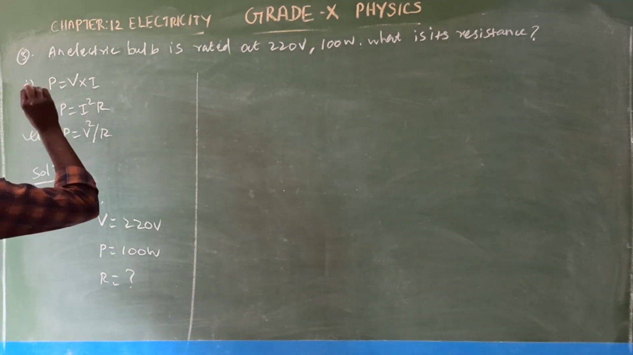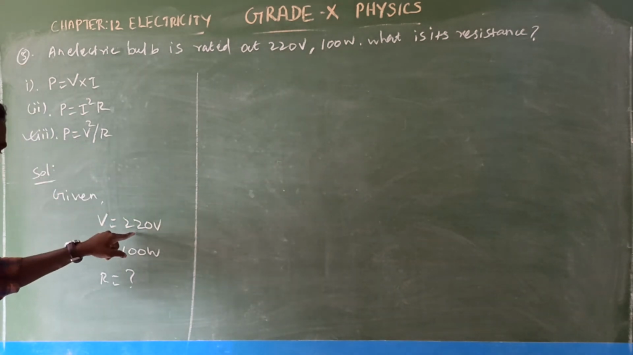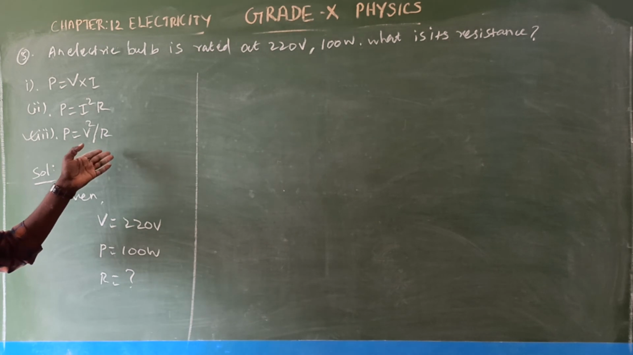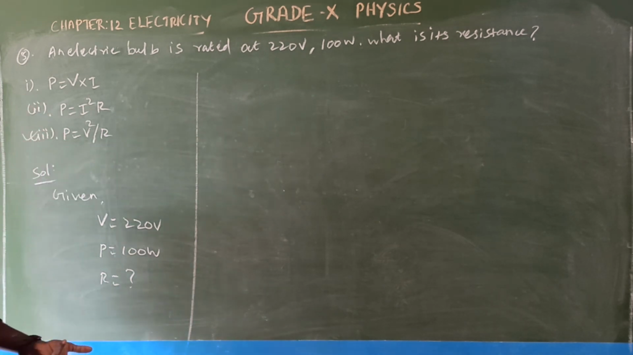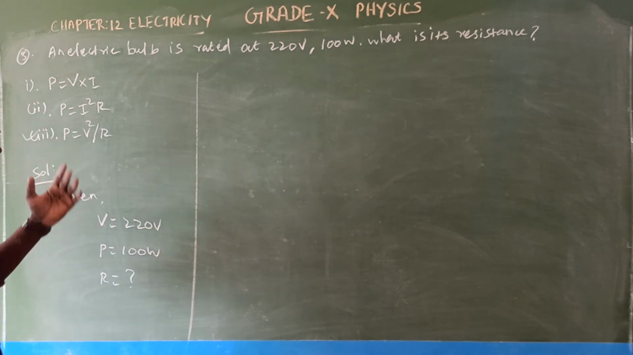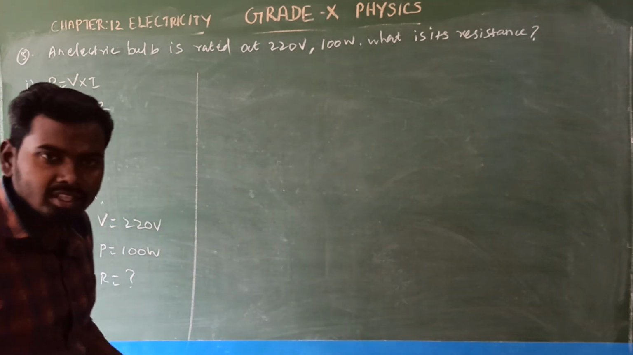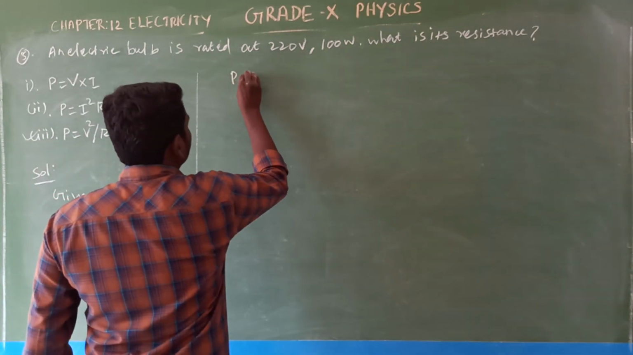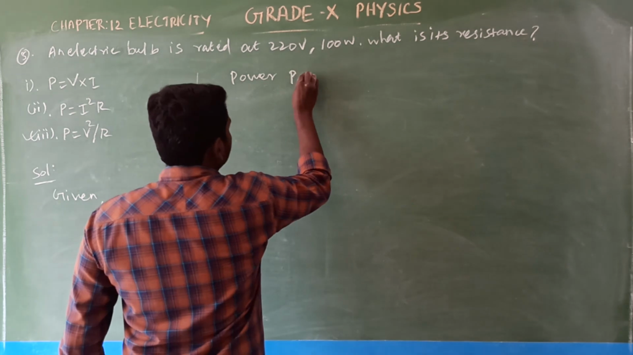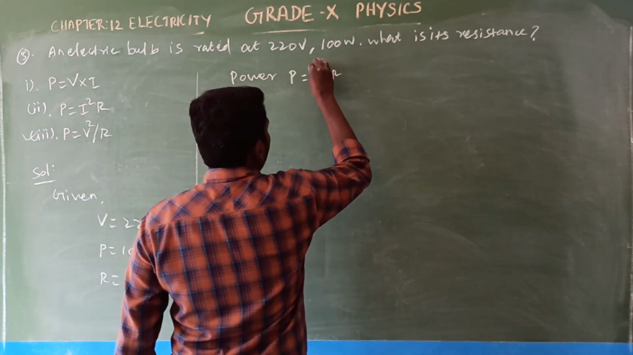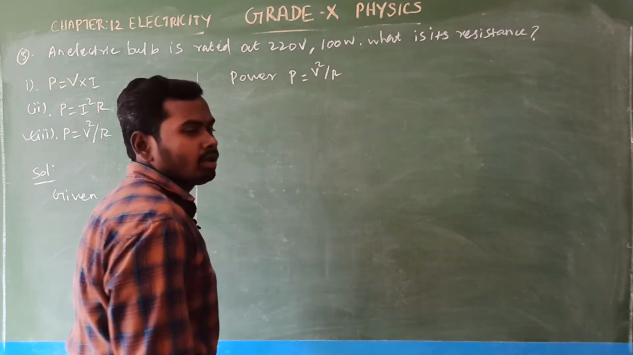Third formula we can choose, because voltage value we know as well as power value we know. So easily we can find out the resistance value with the help of the third formula, that is P is equal to V square divided by R. Yes. Obviously we can choose that. In this manner we need to make that. So look at here. Power P is equal to V square divided by R, capital V. V square divided by R, isn't it?